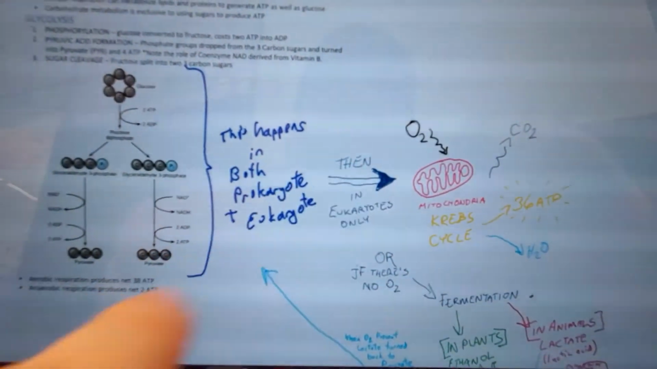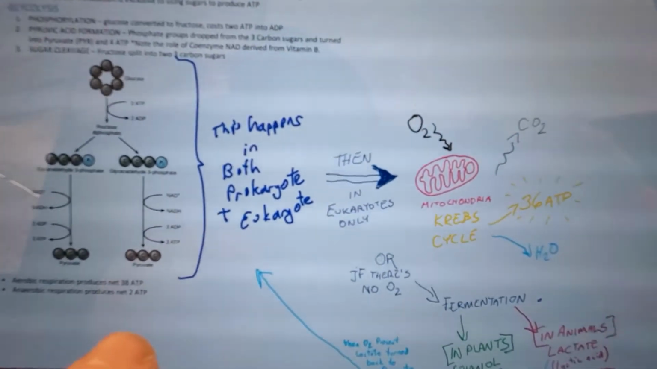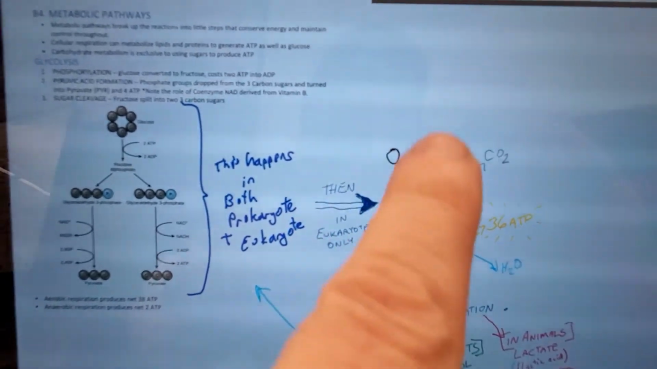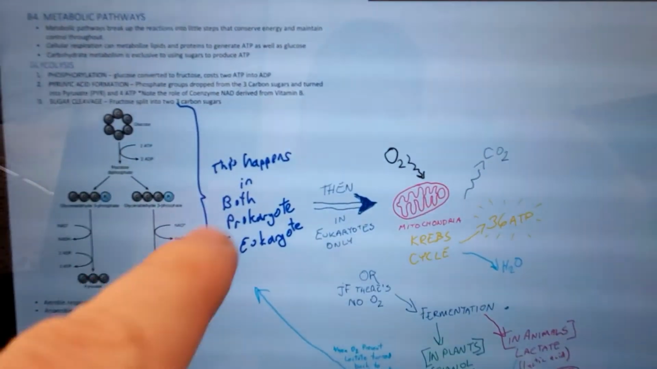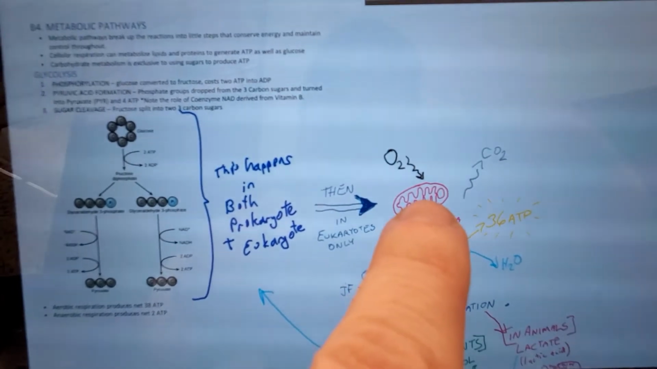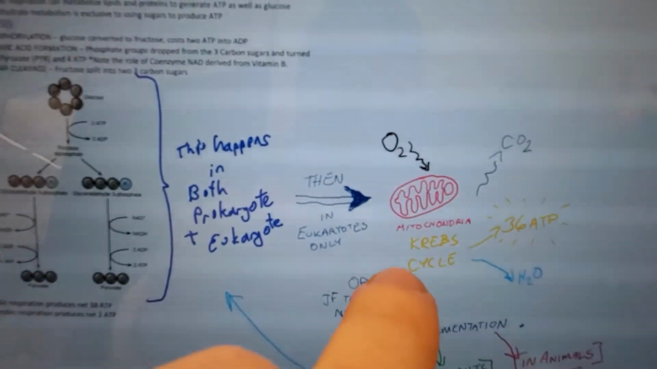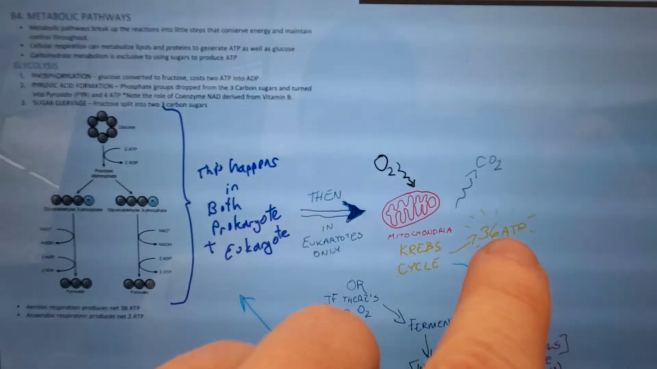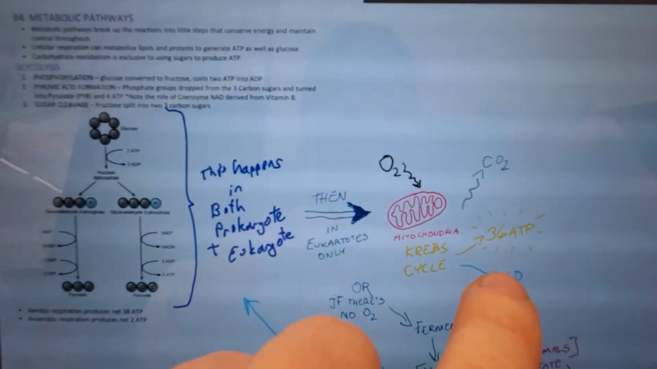In eukaryotes, then what happens is these pyruvates continue on in the presence of O2. So this is aerobic respiration. Here we don't need O2. It's anaerobic respiration. But in the presence of O2, they go into the mitochondria, and the mitochondria is the powerhouse of the cell. Because here, across this double membrane, there are lots of proteins that carry out the Krebs cycle. There's a bunch of steps, and it produces 36 ATP, some CO2, and some water.